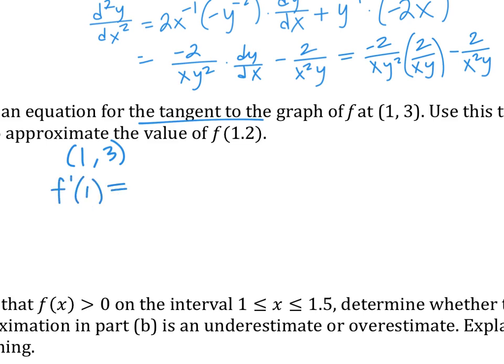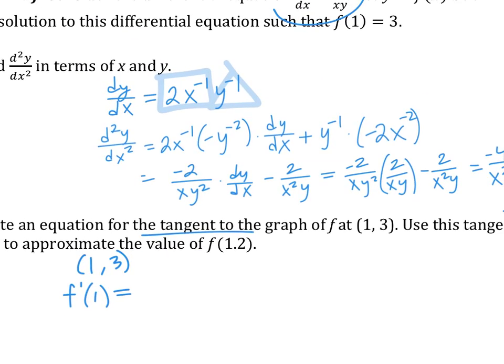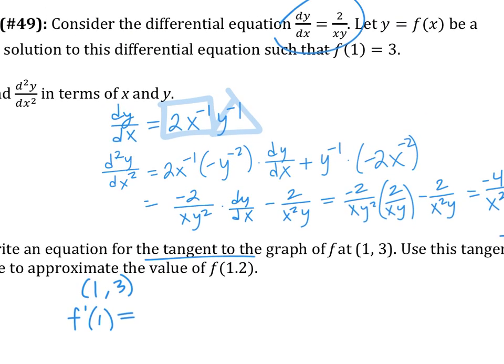How are we going to find f prime? Yes, f prime is the derivative of f, which is the derivative of y, because they said y is f. Right? So then what's the derivative of y? dy/dx. Okay? So the slope is 2 over xy. And we have the point. So then we have to do that. Go ahead and figure out the tangent line.